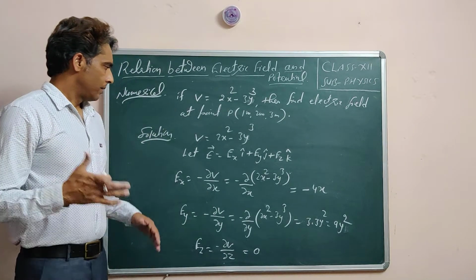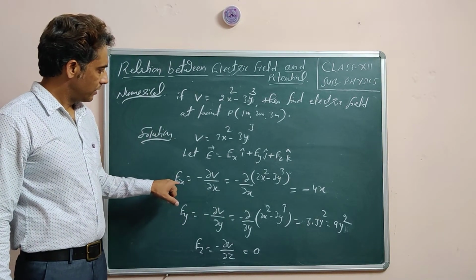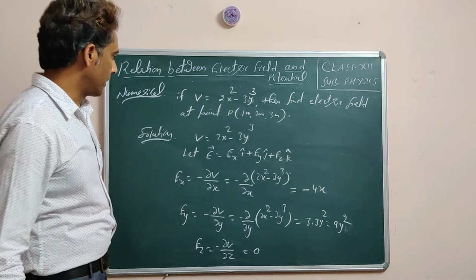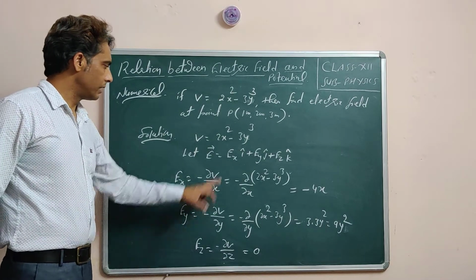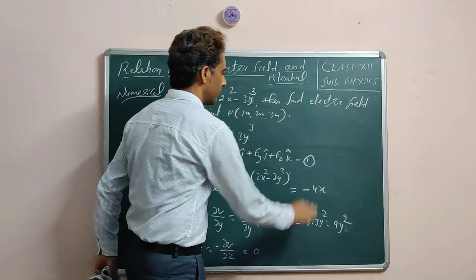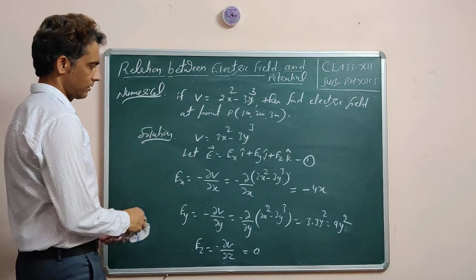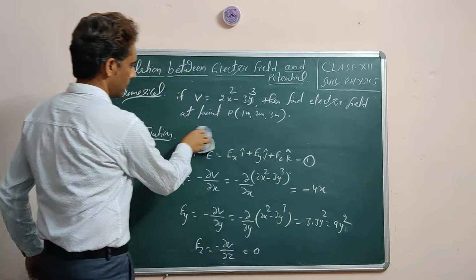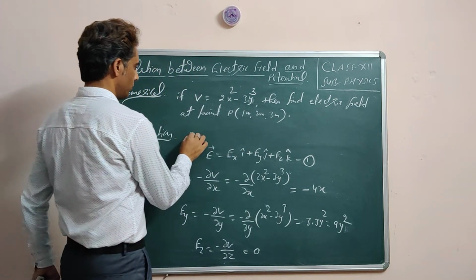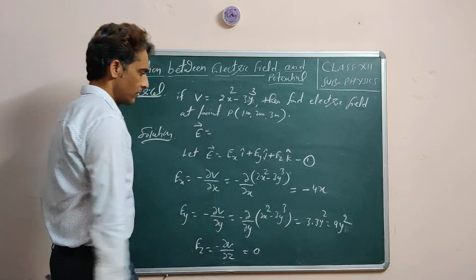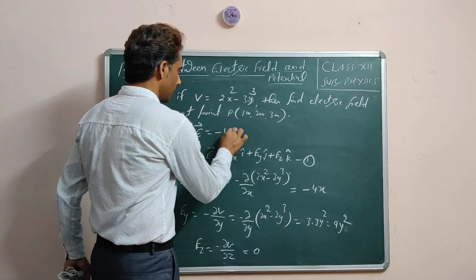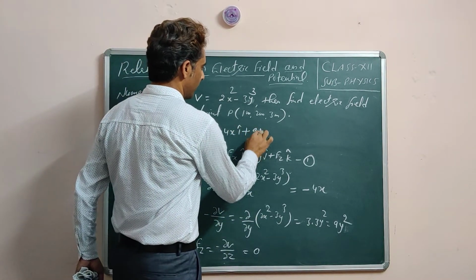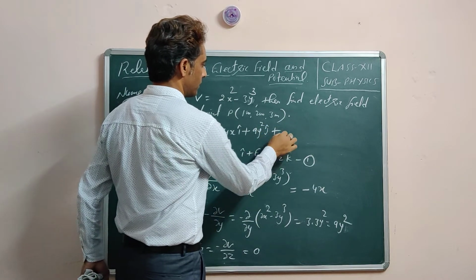Now we have found Ex, Ey and Ez. Now we can put the values of Ex, Ey and Ez in this equation. Let this be number 1. So we will get E is equal to minus 4x i plus 9y square j plus 0.